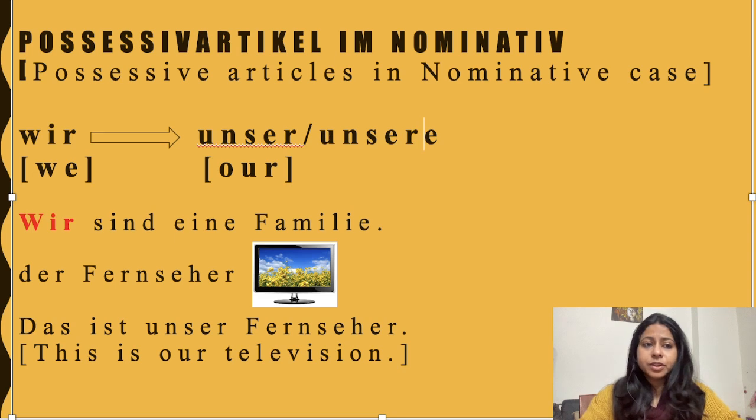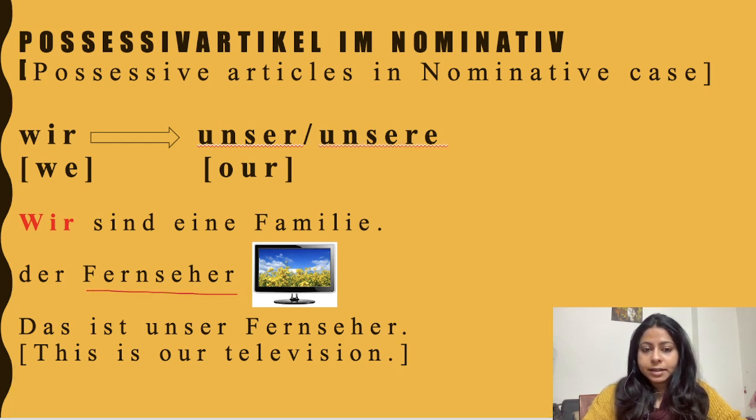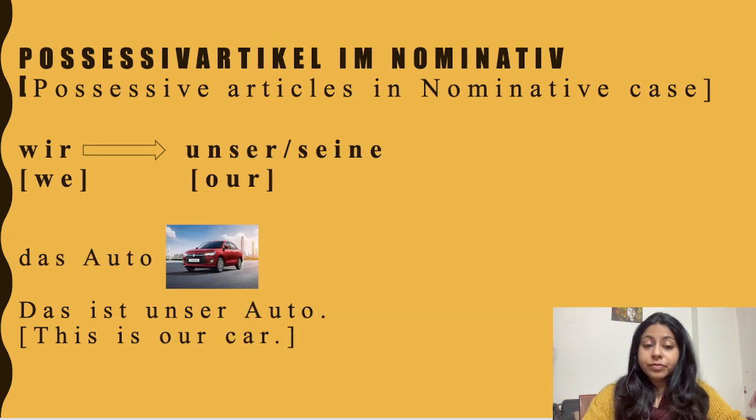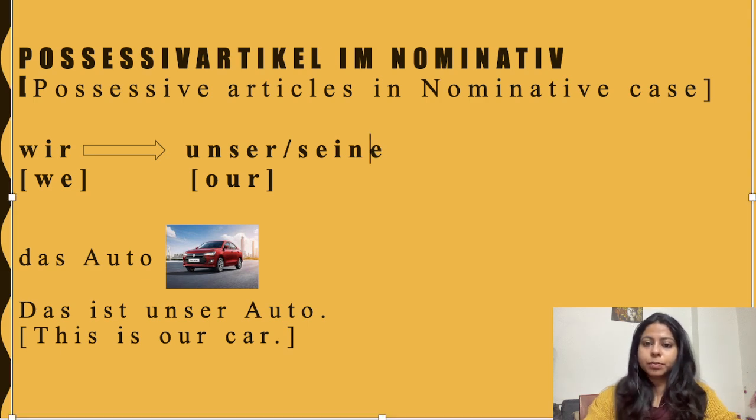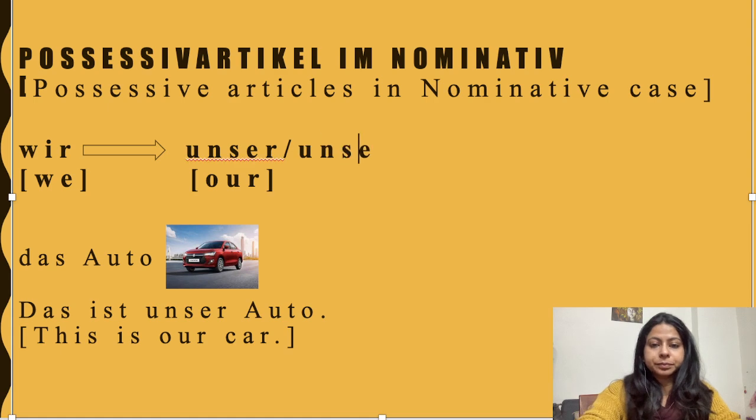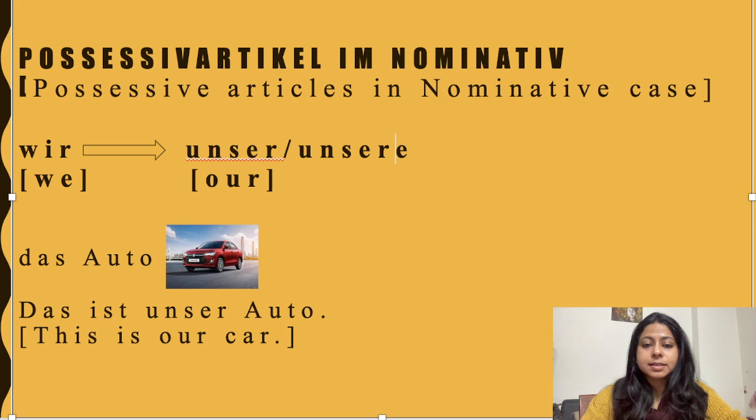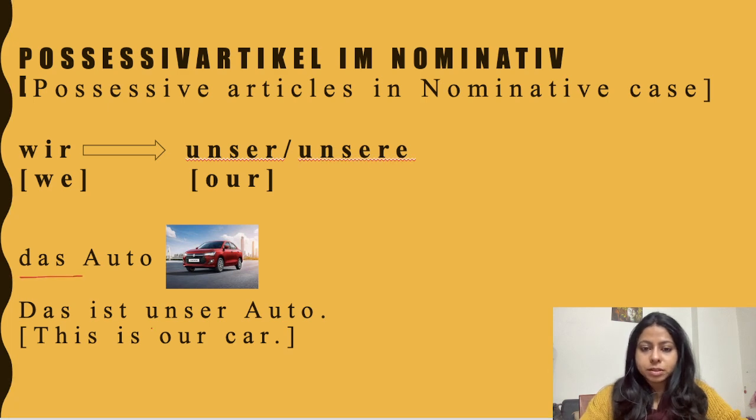So, "Wir sind eine Familie." The noun we have picked up is Fernseher and the article is der. So, "Das ist unser Fernseher." This is our television. When we are using it with neutrum, that is das Auto, again there's a spelling mistake here, sorry for that, it would be unser. So, "Das ist unser Auto," because the article is neutrum, das, hence it would be unser. This is our car.